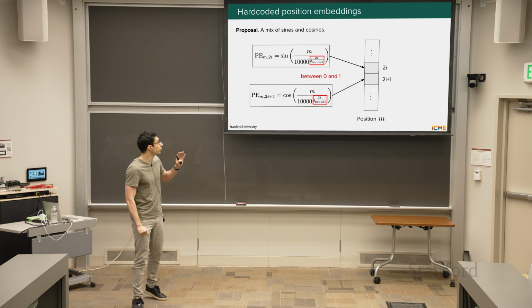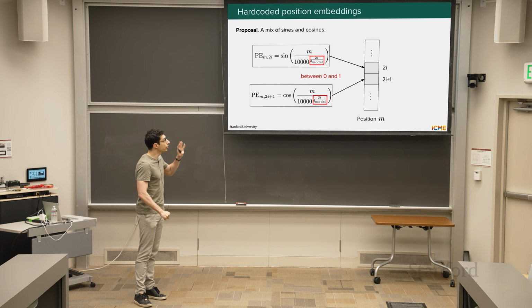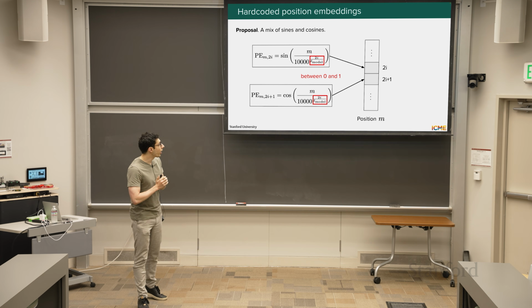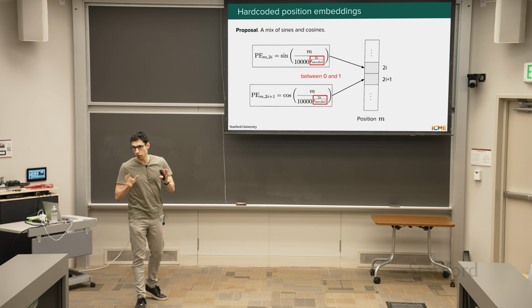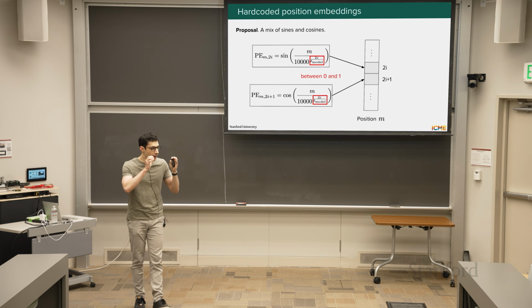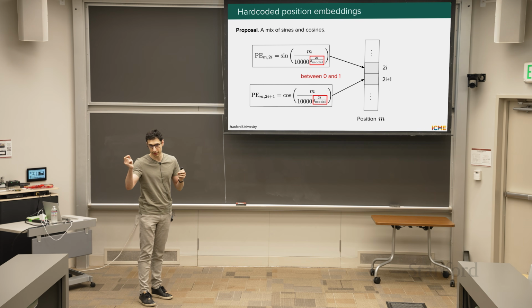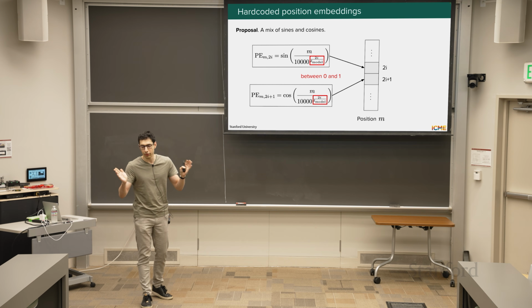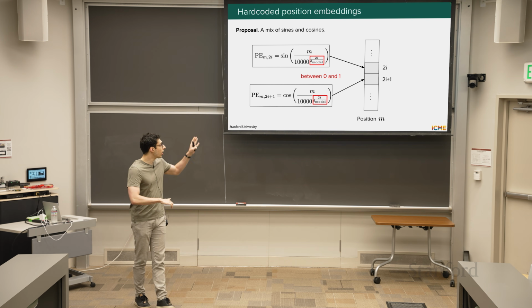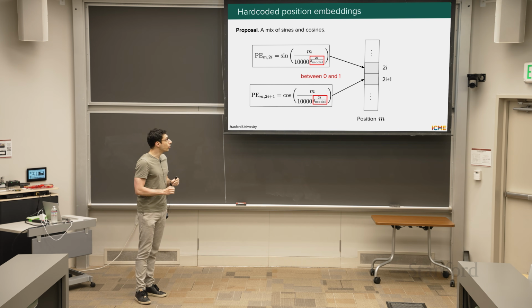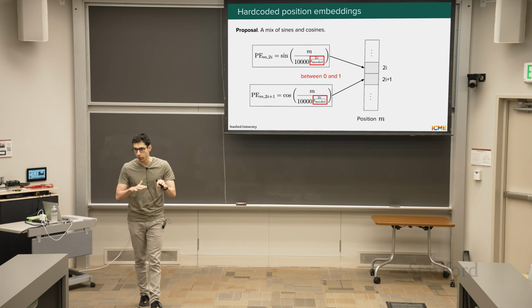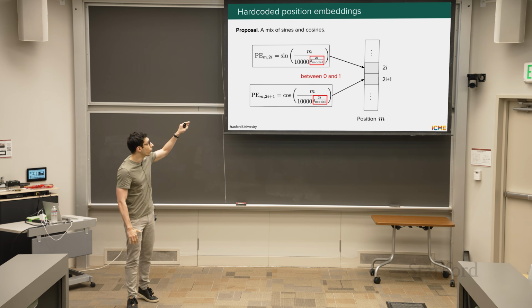So in other words, you have these sines that have frequencies that are either high when this i is close to 0, because you have the position over something that is small, so it's going to vary quite fast. So we're going to call them high frequency. And then on the other end of the spectrum, when you have i close to the dimension of the vector over 2, it's going to be close to 1.